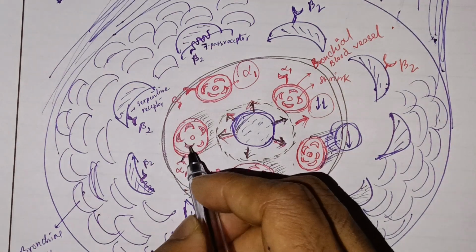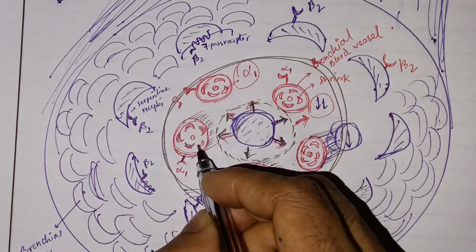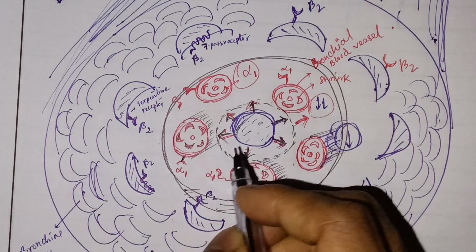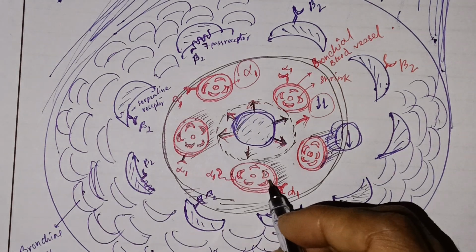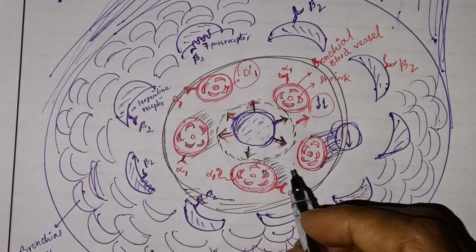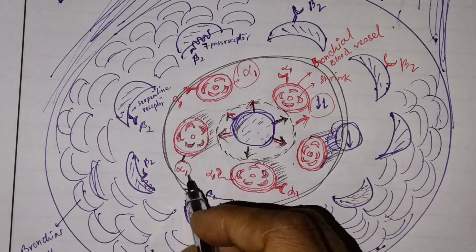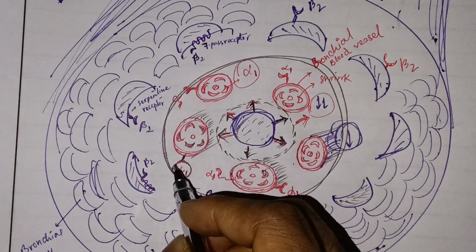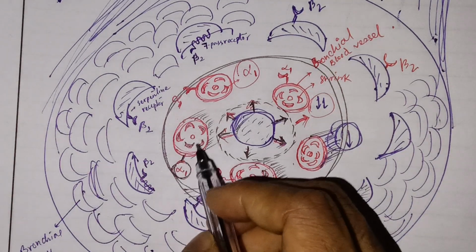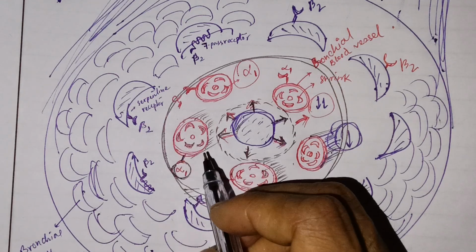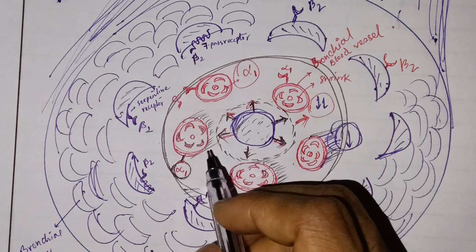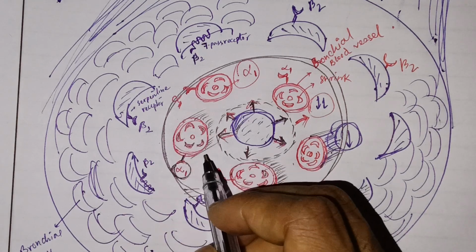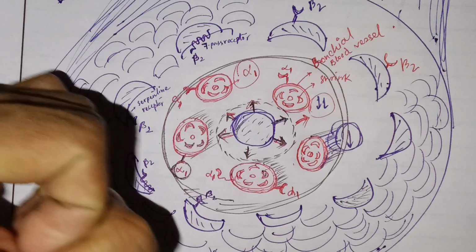For contraction of the smooth muscle present inside the bronchial blood vessel, which receptor should be present there? Stimulatory receptor or inhibitory receptor? Yes, there should be a stimulatory receptor present. The stimulatory receptor is alpha 1. So this alpha 1 will cause the contraction of the smooth muscle of the bronchial blood vessel. When it contracts, the constriction of the blood vessel will take place and the blood vessel will become narrower.